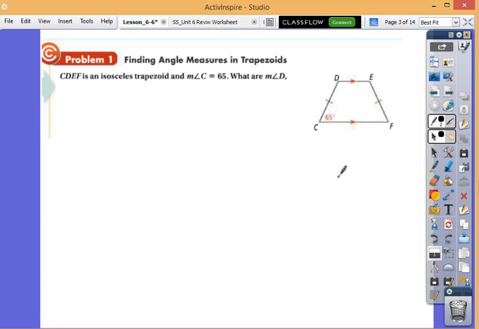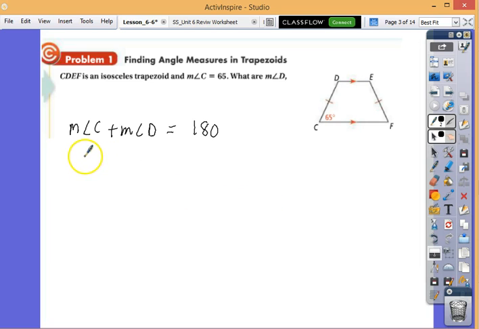Well, the measure of angle D is going to be supplementary to angle C. So measure of angle C plus measure of angle D is going to equal 180. Why? I'll tell you why. Because these are same side interior angles, and these are parallel lines. So when two parallel lines are cut by a transversal, same side interior angles are supplementary.